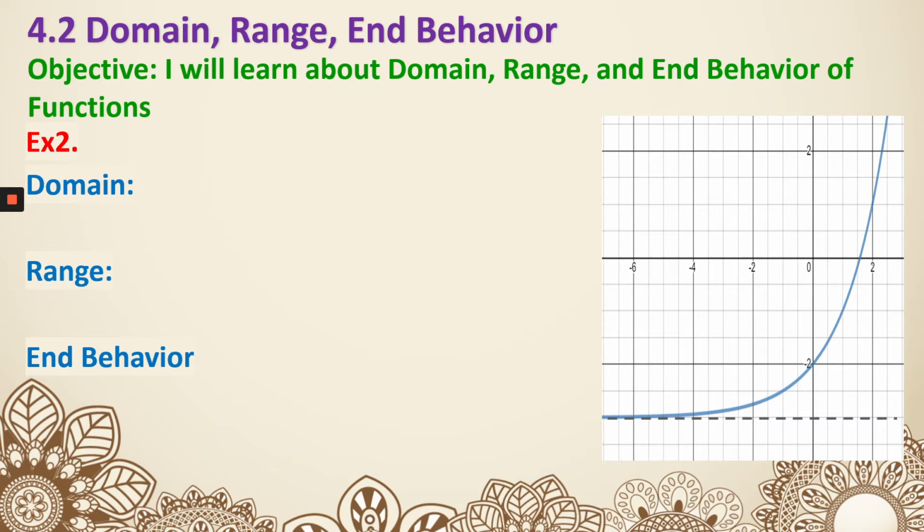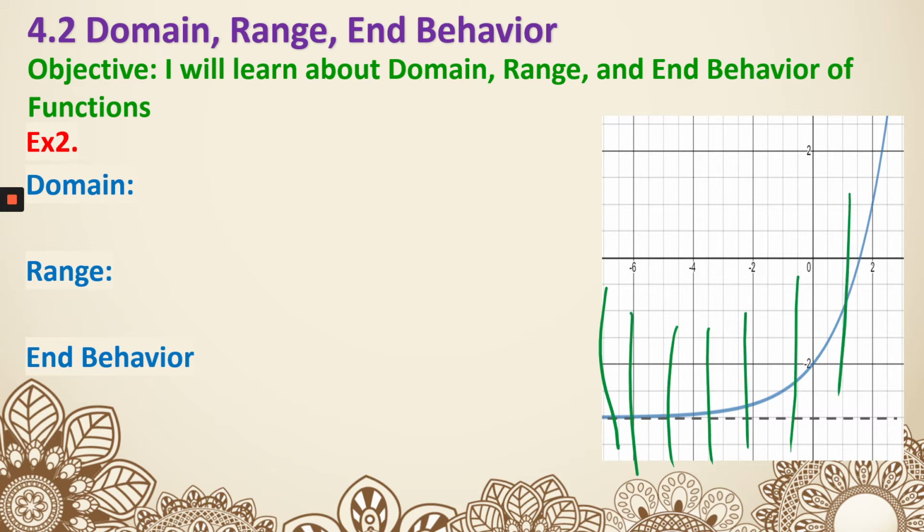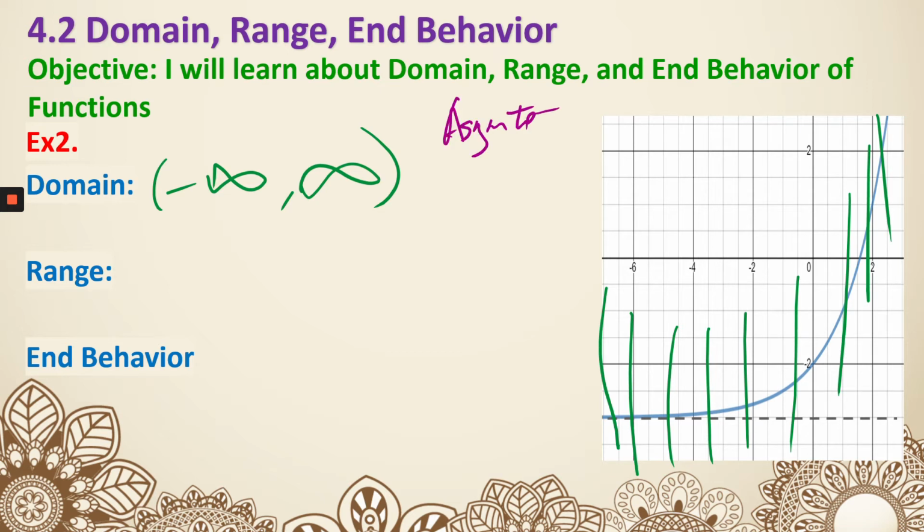Domain, I'm just going to draw a bunch of vertical lines. And I'm hitting the graph everywhere, and it never ends on either side. So it's negative infinity to positive infinity. Next, I'm going to draw a lot of horizontal lines. So here's the tricky thing. We have this dotted line. The dotted line is actually called the asymptote, which you should have heard of before.